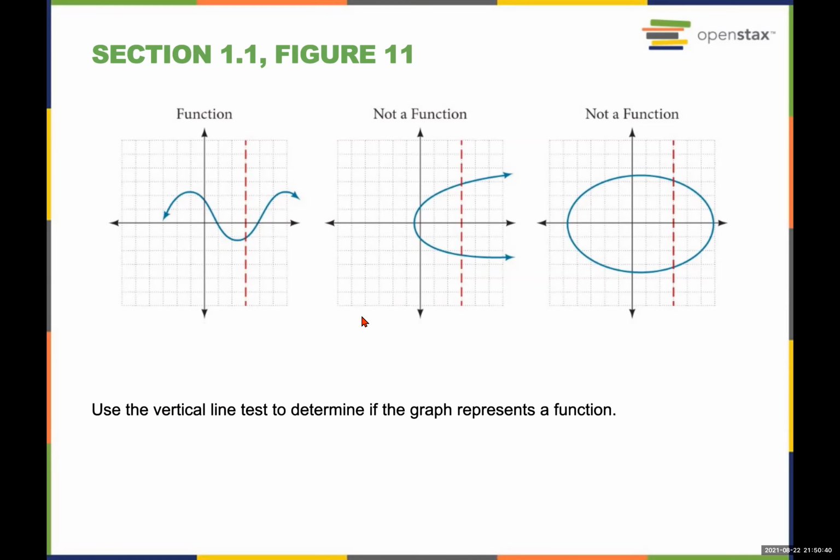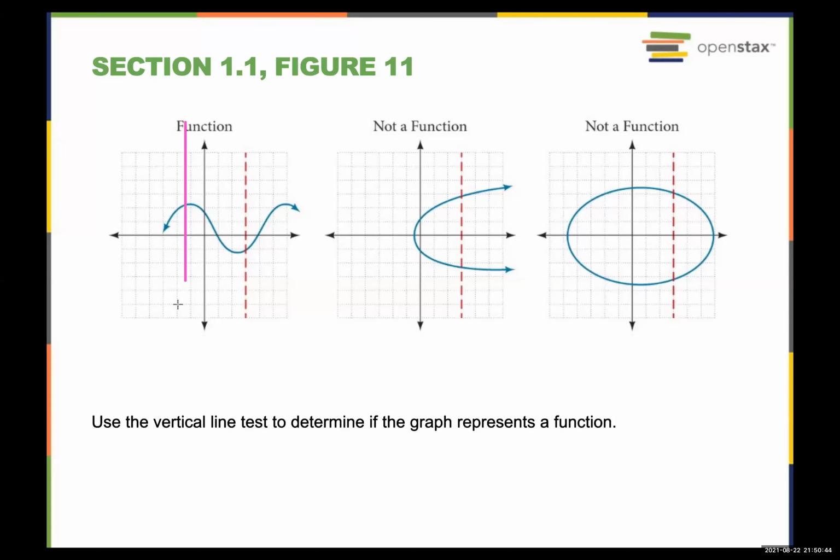You can draw a vertical line anywhere. So let's say here, if I draw a vertical line, as you can see, on that vertical line there is only one point that is on the graph. Anywhere you can draw a vertical line. So let's say here, on that line you can see that there is only one point. Same thing here, there is only one point.